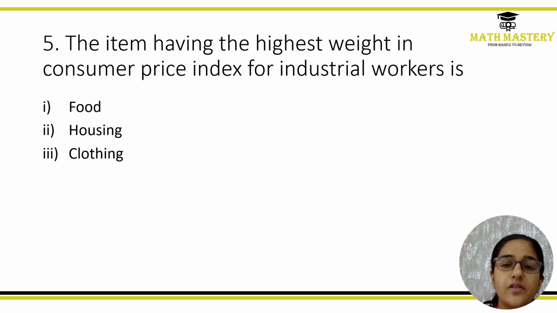Question number 5. The item having the highest weight in consumer price index for industrial workers is. So for CPI for industrial workers, the commodity which is of the highest importance is food. Okay, so the highest weight will be given to food as compared to housing or clothing. So the answer is 1, food.